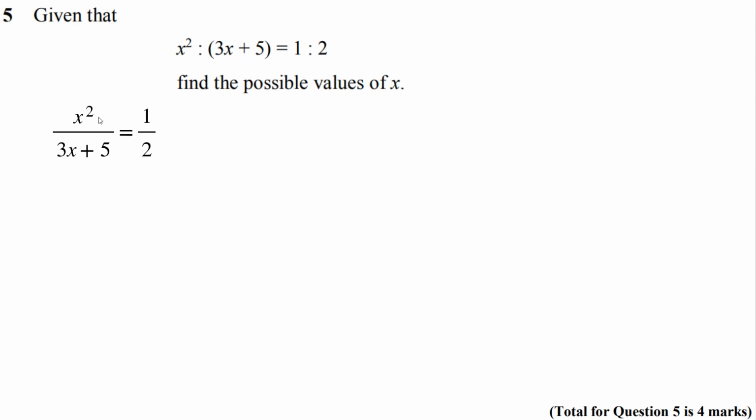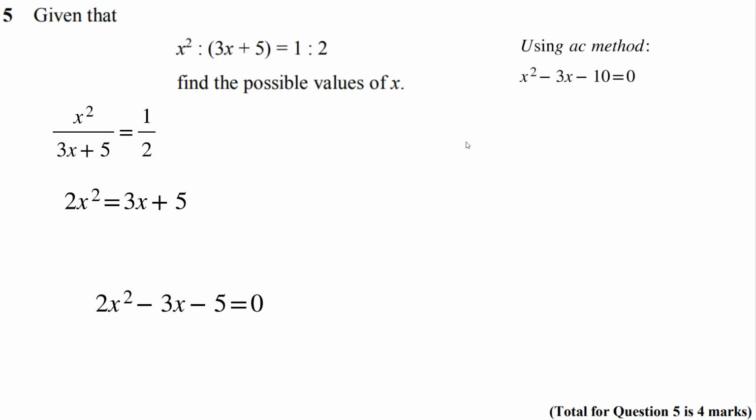Cross multiply, so 2x squared equals 3x plus 5. Rearrange to get them all on one side, and factorize. I've used the AC method again, so this is going to be x minus 5, x plus 2. Then divide by the coefficient of x squared to get this. So x equals minus 1 and x equals 5 over 2.